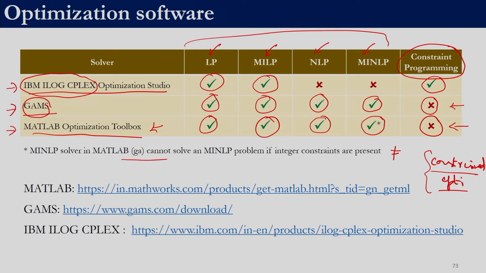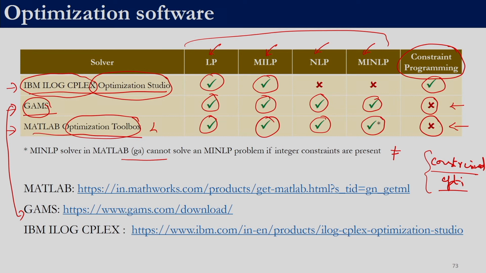As far as accessibility is concerned, MATLAB optimization toolbox is available to you. This can be freely downloaded for academic purposes. GAMS can be downloaded from their website, and you can download the demo version. The demo version works for a limited number of variables and constraints.